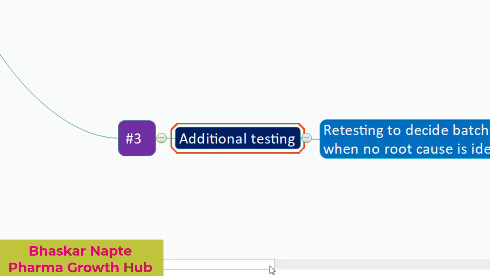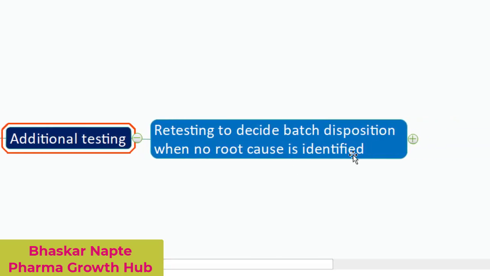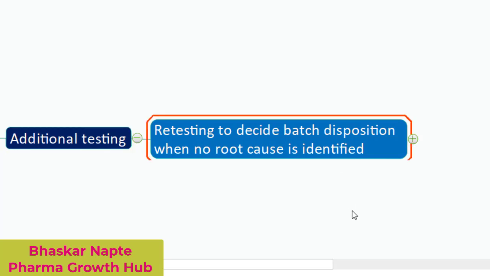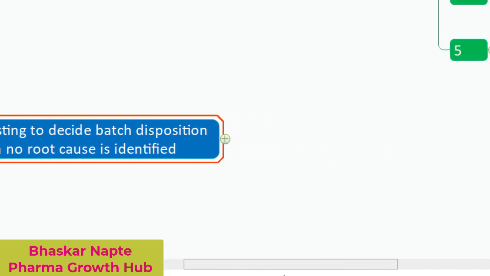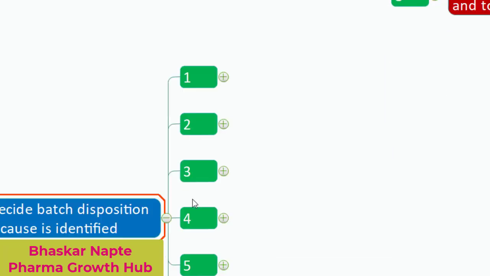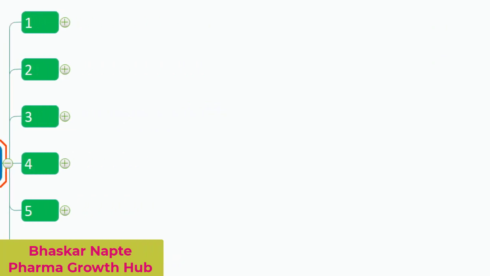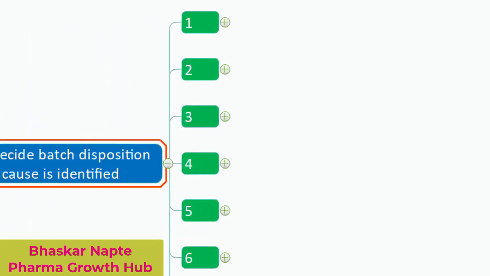So let us understand. Retesting to decide batch disposition when no root cause is identified. The additional testing is nothing but another type of retesting, and we explained in the greatest detail what is meant by retesting. So how can this additional testing be conducted? We are going to talk about these 7 important points which you must consider when conducting the additional testing.